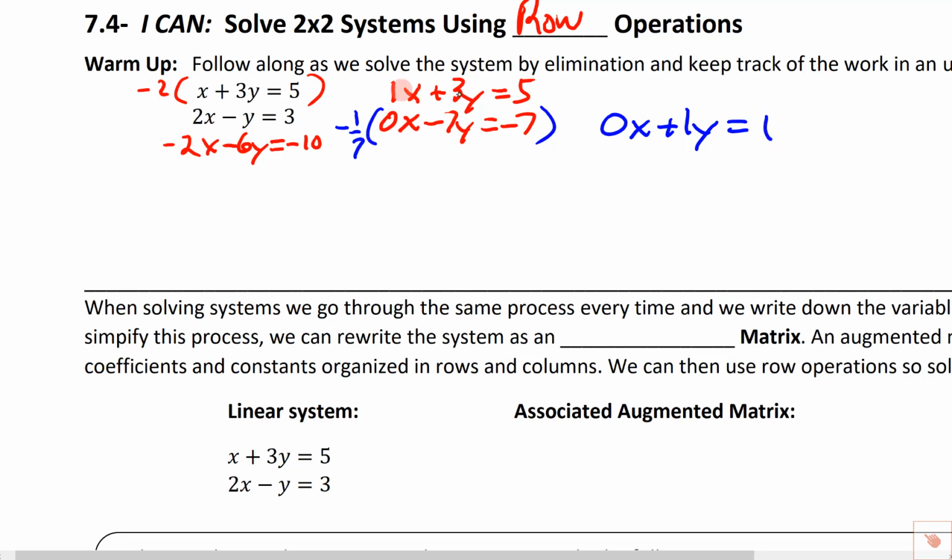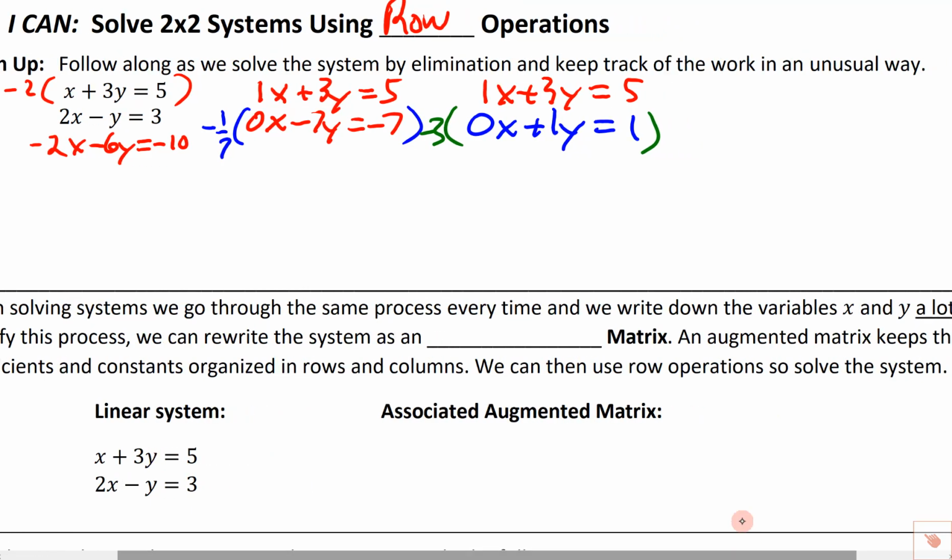Now, I haven't done anything with this one, but I'm going to keep this hanging around here. This is a 1x plus a 3y equals 5. And then what I'd really like to do is get rid of that y because I want to figure out what x is. Right now it's a 3y. So what I'm going to do is take this equation right here and multiply it by a -3.